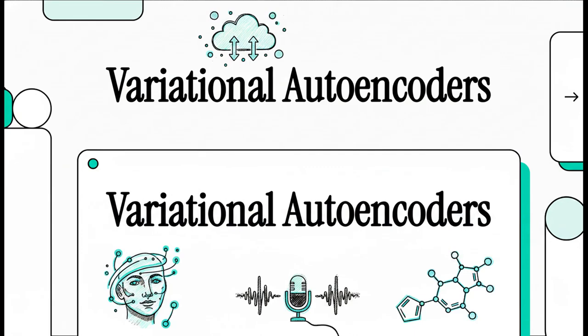Have you ever wondered what would happen if an AI couldn't just compress data, but could actually imagine entirely new things? Think about it, generating incredibly realistic human faces, synthesizing human speech, or even designing life-saving molecules literally from scratch. Well, welcome to this explainer. Today, we are diving deep into variational autoencoders, or VAEs, and we're going to see exactly how we went from simply shrinking files to actually teaching machines how to dream.